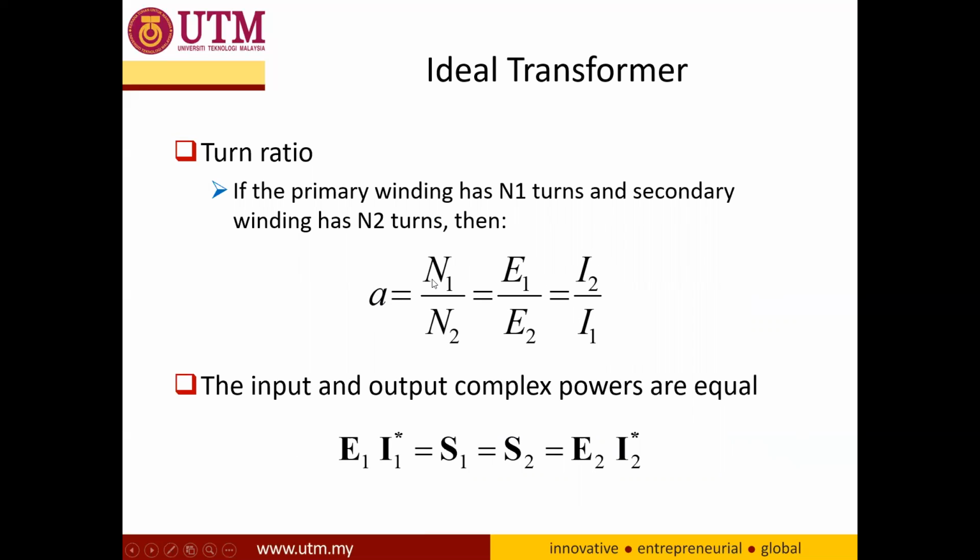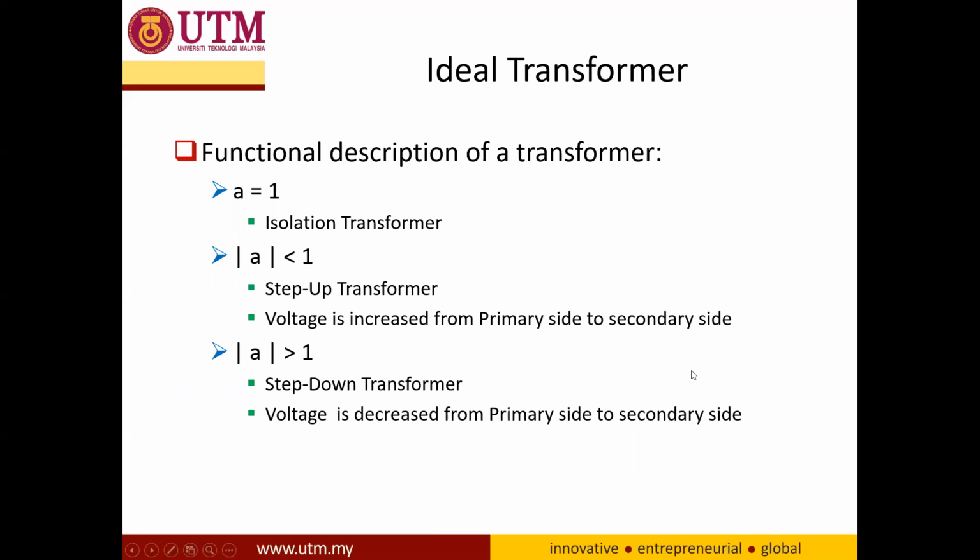A is normally used to represent N1 over N2. And I would like to mention that the power input is equal to the power output, meaning that the power at the primary side is equal to the power at the secondary side. So this is for the ideal transformer. When A is equal to 1, this is a ratio of 1 to 1, so this is usually a transformer for isolation application only.